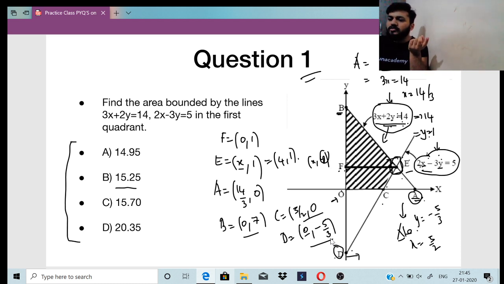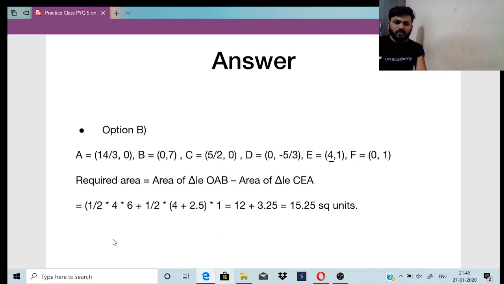Next we will go for solving the area. Any doubts in this? Right? So we got A is 14 by 3, 0. B is 0, 7. C is 5 by 2, 0. D is 0, minus 5 by 3. E is 4, 1. F is 0, 1.